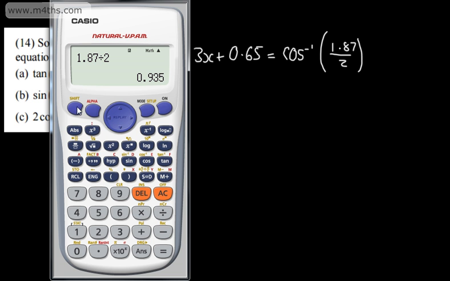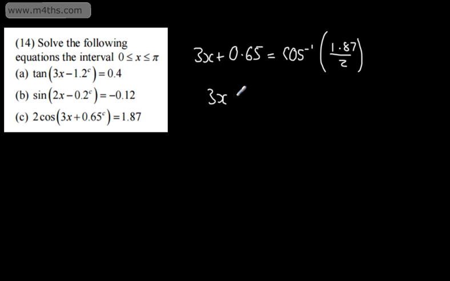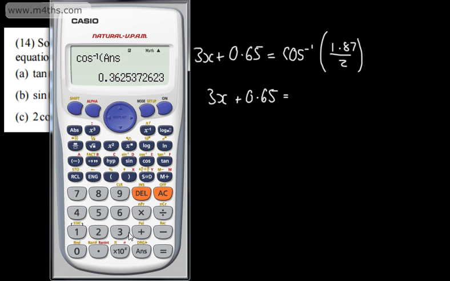So if we do the inverse cosine of that, again, we're in radians, shift cos of that answer. So that's going to give us 3x, let's write this down, 3x plus 0.65 is going to be equal now to, what's that giving me?